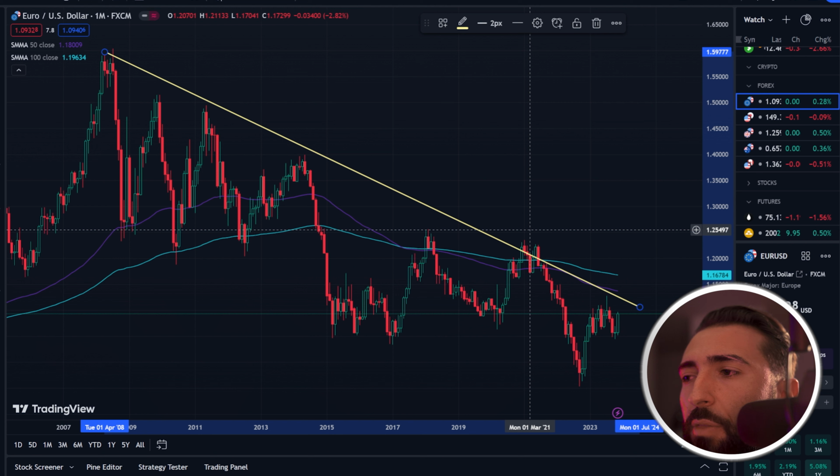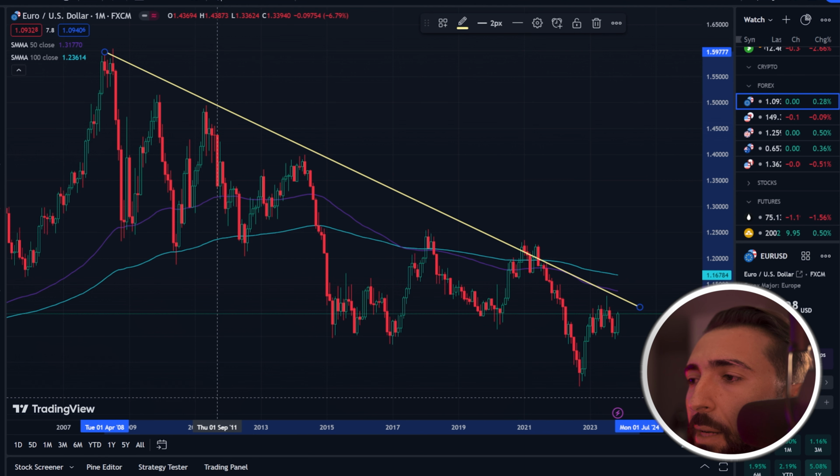Now, typically with plotting trend lines, I always like to start from the monthly so I can see what the consensus is on the chart. So on this monthly chart, this is plotting all the way back from 2009 to current day, which in current day, the trend is down, meaning the US dollar is far stronger than the euro at this current moment.